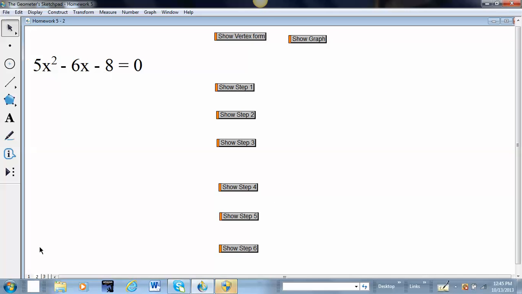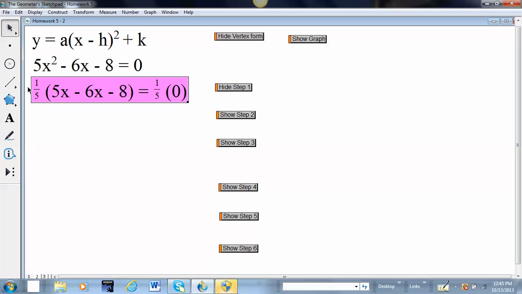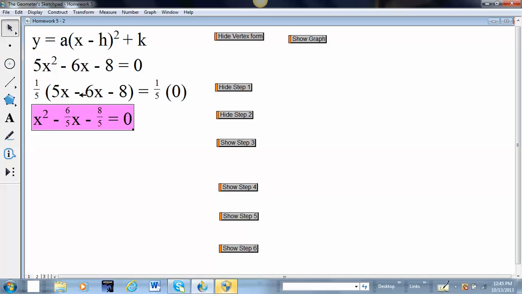Now this one's a little trickier because we have a 5 for the x, but it's still fairly just one extra step really. We're still trying to get y equals our standard form. What we're going to do is multiply our equation by 1/5 so we can get rid of this 5. So we multiply both sides. We got x squared minus 6/5 x minus 8/5 equals 0, because 1/5 times 0 is 0.